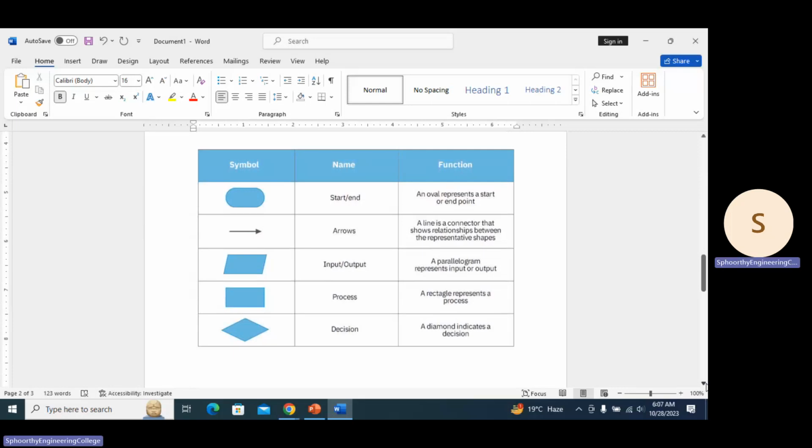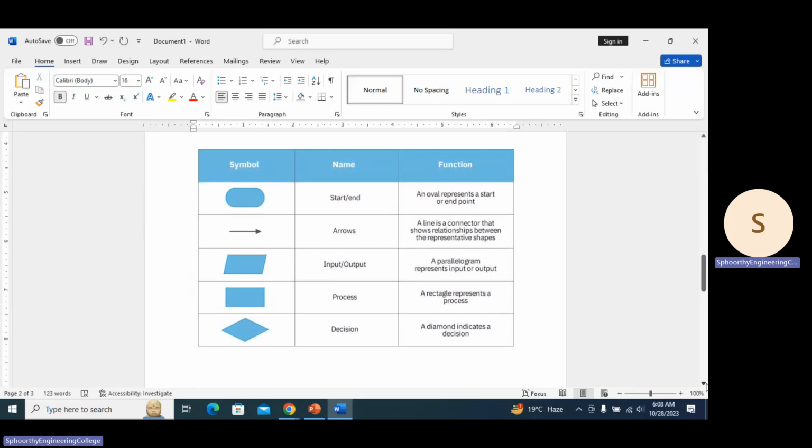And the next symbol is a rectangle. A rectangle represents a process, meaning whatever processing you are doing should be represented using a rectangle symbol. And this diamond symbol indicates a decision box. When you process some data and followed by that you are taking any decision, that decision should be represented using a decision box. So these are the basic symbols which are used to draw a flowchart.